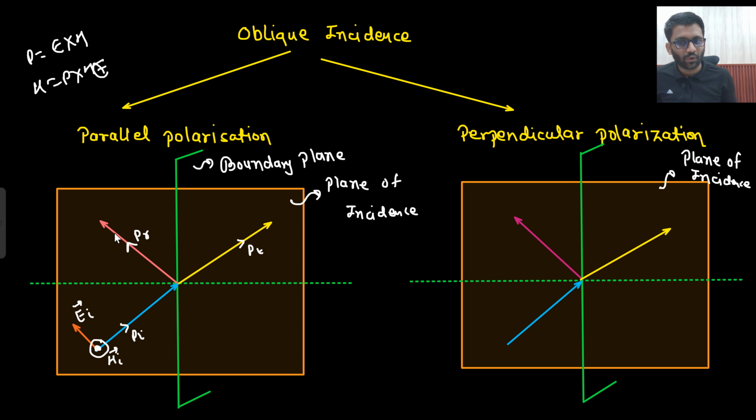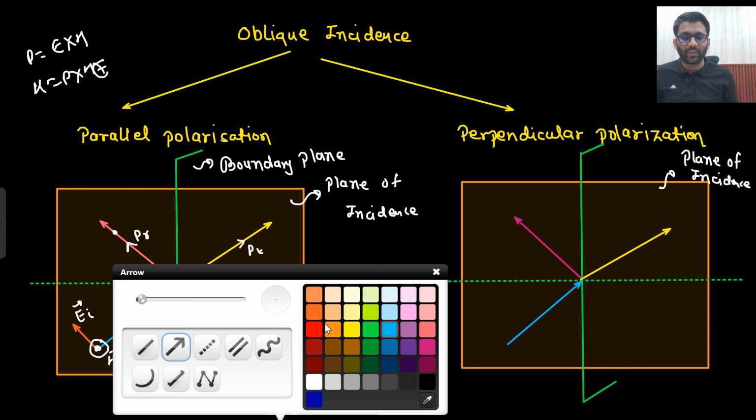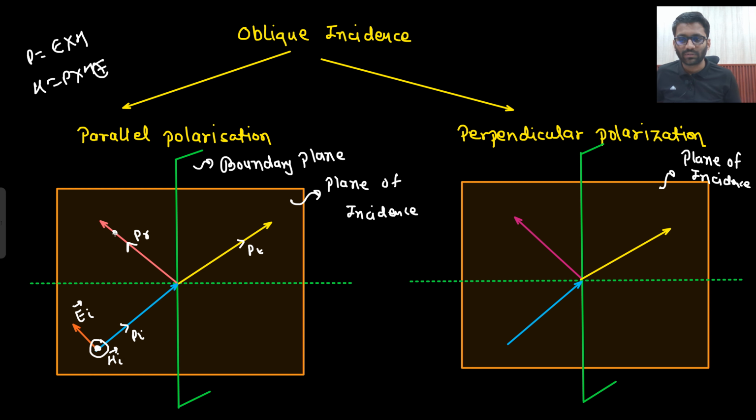Although there are 2 more possible directions, this one or this one, we will not take them into action. Why is that so? Because we are studying parallel polarization. In parallel polarization, there are 2 possible directions, this one and this one, but I will take this one into action for analysis purposes.